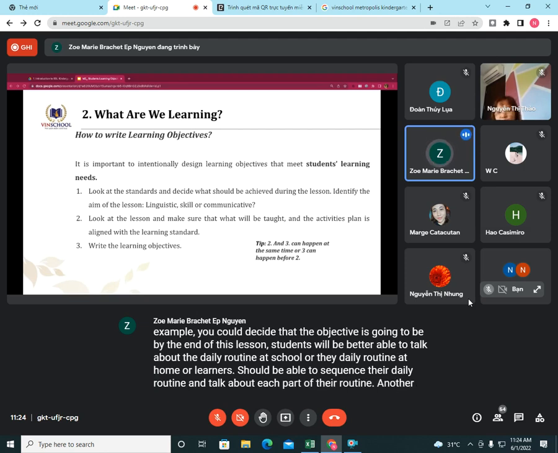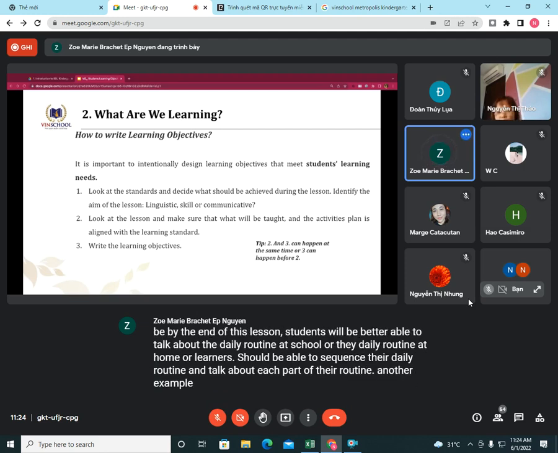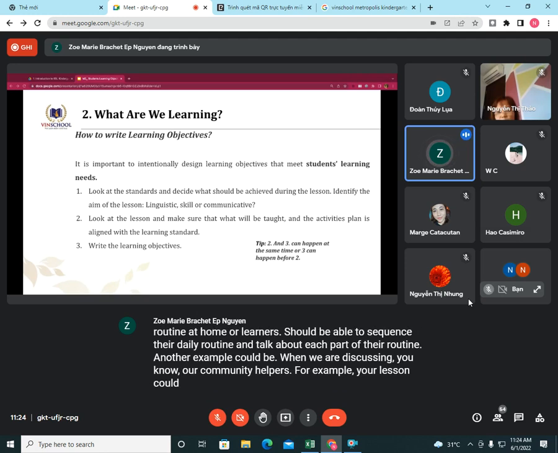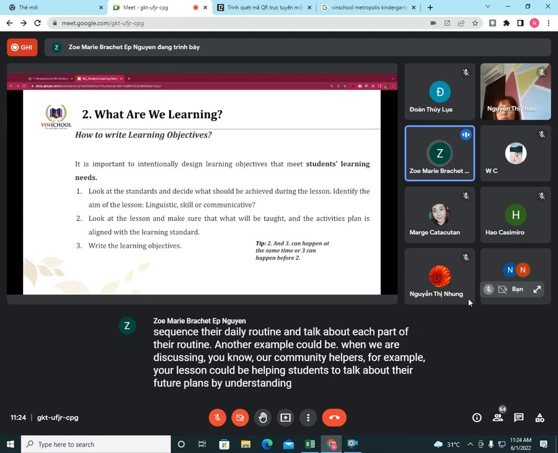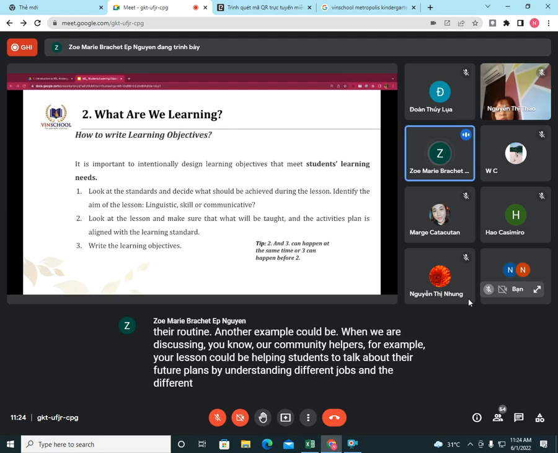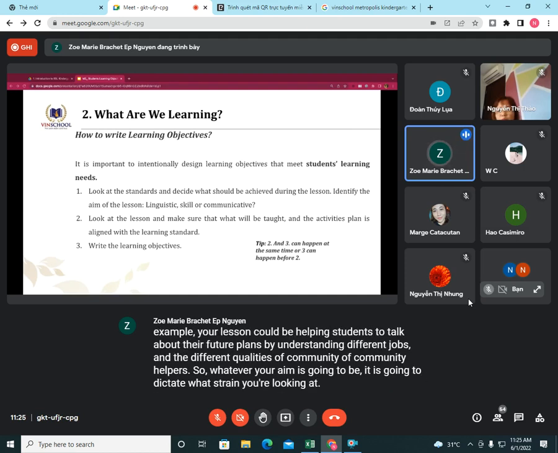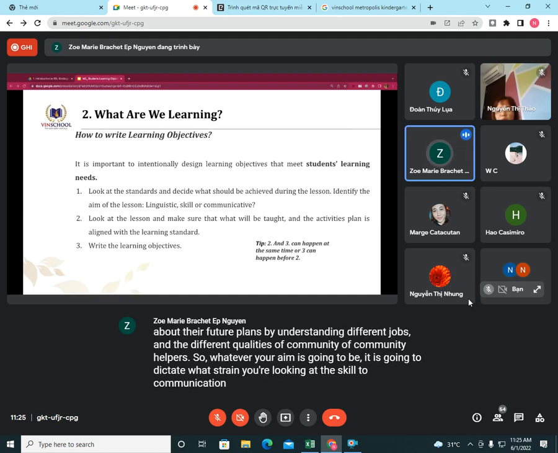Another example could be when we are discussing community helpers, for example. Your lesson could be helping students to talk about their future plans by understanding different jobs and the different qualities of community helpers. So whatever your aim is going to be, it is going to dictate what strand you're looking at, the skill, the communication, or the linguistic aspects of your lessons.